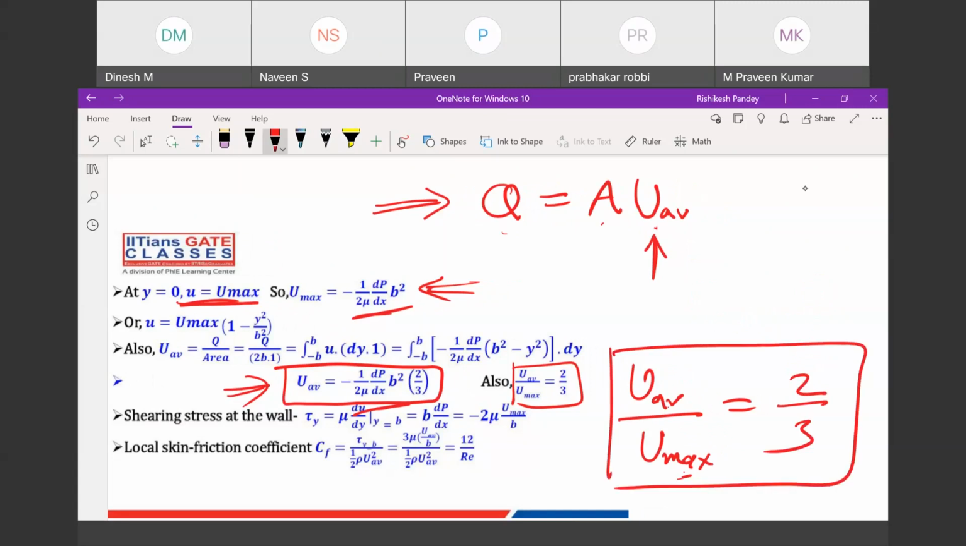So they can ask: fluid flow between two fixed parallel plates, what is the relation between average velocity and maximum velocity? It is 2/3. So this is the fourth point you should remember. Clear? The fourth point you should remember: average by maximum is 2/3. Noted?